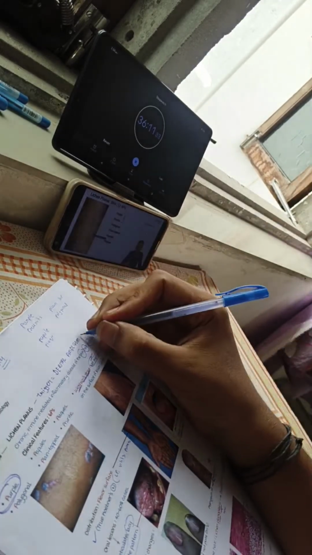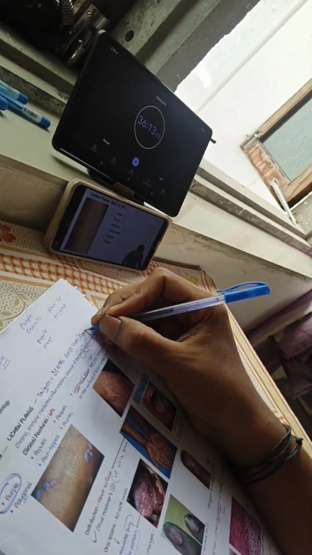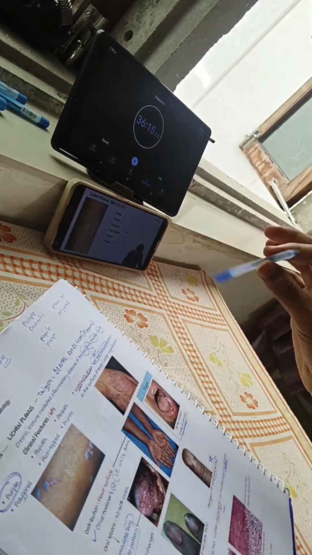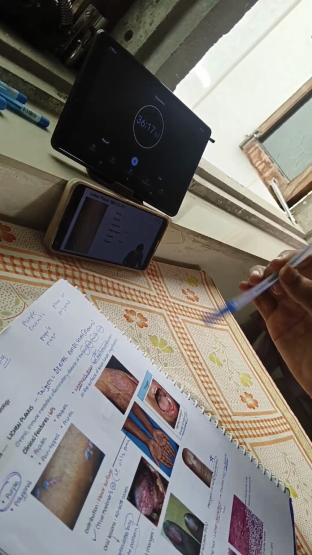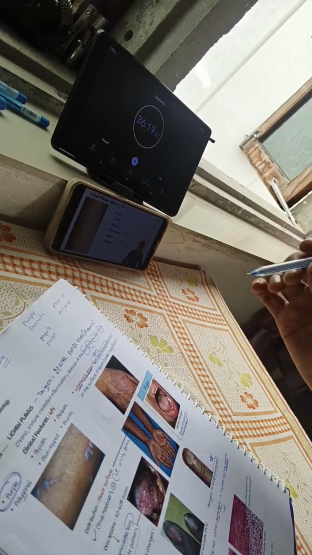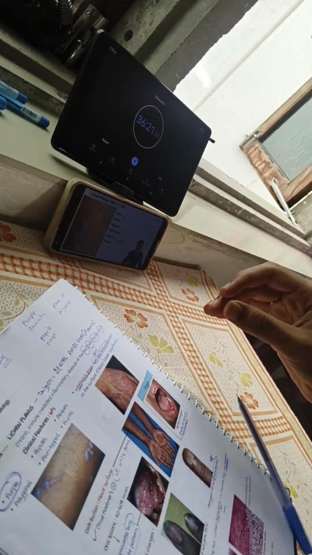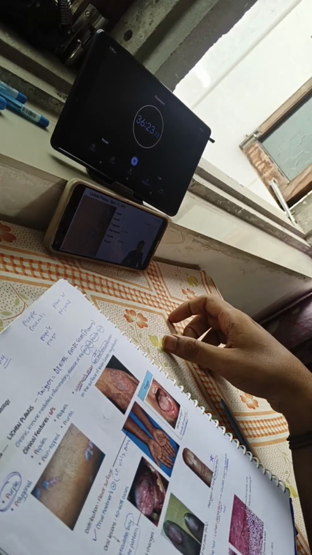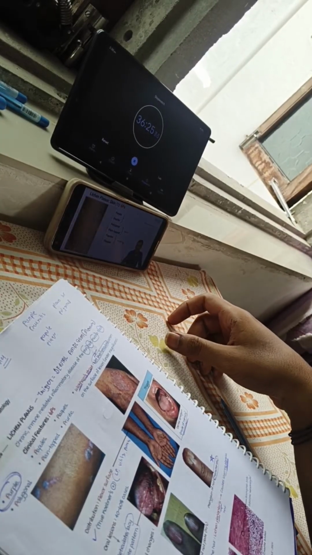Then we remember the morphology together. So it's very important that we remember things in a particular way. Color and symptom together: purple and pruritic. So you can see these purple pruritic lesions. Polygonal and plain topped is talking about the surface and the shape. Plaques is basically the morphology of the lesion.